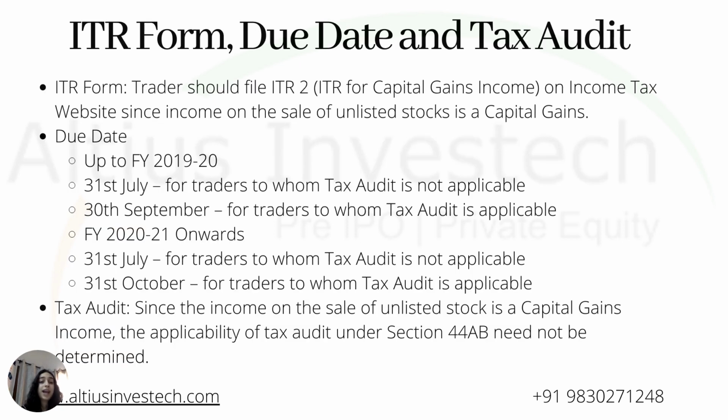Now let's talk about the ITR form, due dates and tax audits. ITR form. Trader should file ITR2, which is ITR for capital gains income, on an income tax website since income on the sale of unlisted stocks is capital gain. Now, due dates are available on various websites. Similarly, if you want information on the same, please make sure to visit our website or call us on the given number. Tax audit. Since the income on the sale of unlisted stock is capital gains income, the applicability of tax audit under Section 44AB need not be determined.